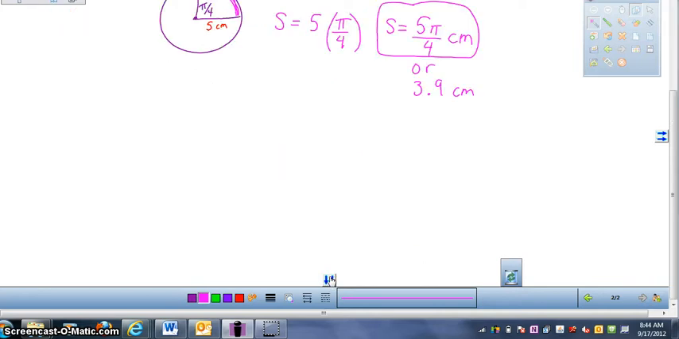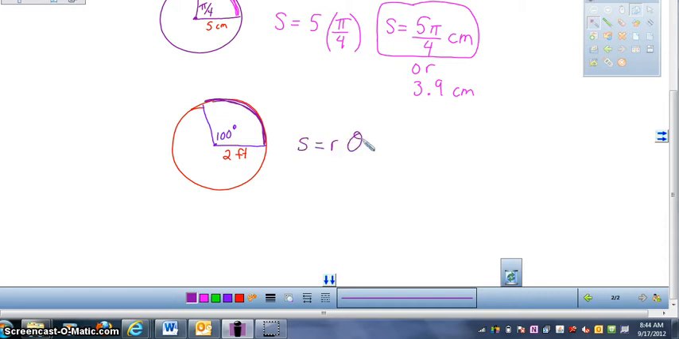Let's try one more. Let's say this time we have a circle and your central angle is 100 degrees. And your radius is 2 feet. Let's say we're talking about a wheel or something. And I want to find the length of the arc that's intercepted by the central angle. So this arc right here. And my formula is S equals R theta.